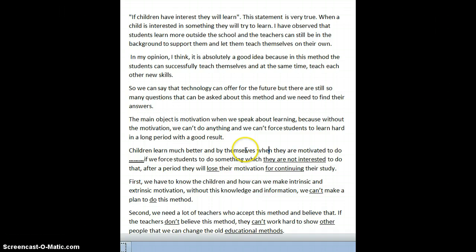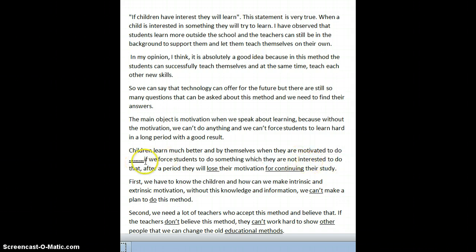Children learn much better and by themselves when they are motivated to do. This part hasn't been corrected. If we force students to do something which they are not interested to do that. So I'm going to start with this part first, which you have corrected. They are not interested. If I'm not mistaken, the adjective which was used here was interesting, but you have substituted that with ed, interested, because we're talking about people. They are not interested. So you have substituted interesting with the correct form of the adjective, which is correct.